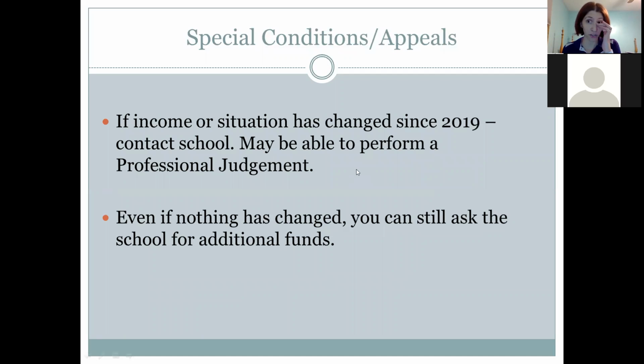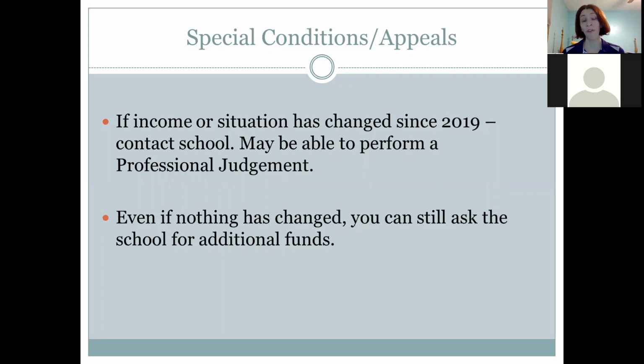Also, something I like to mention that gets brought up a lot is special conditions or appeals. We know that things happen, especially this year with everything going on. Income could have drastically changed, been reduced, or not be happening at all anymore. So if something has changed since 2019, and clearly a lot has, and the information on the FAFSA is no longer valid as far as the income goes, please reach out to the schools that you're applying to.